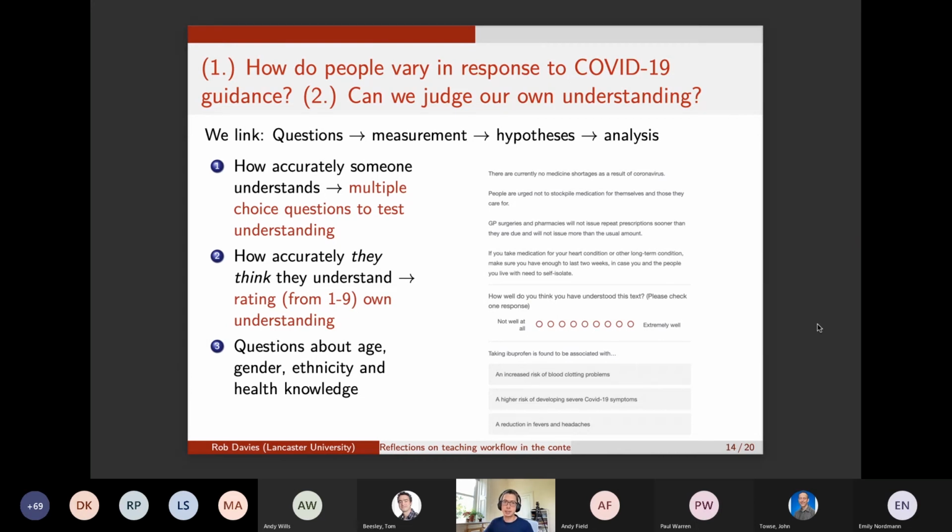We tested understanding in terms of multiple choice questions. We tested self-ratings of understanding using 9-point ratings. And we also asked questions about age, gender, ethnicity, and health knowledge using Qualtrics surveys.